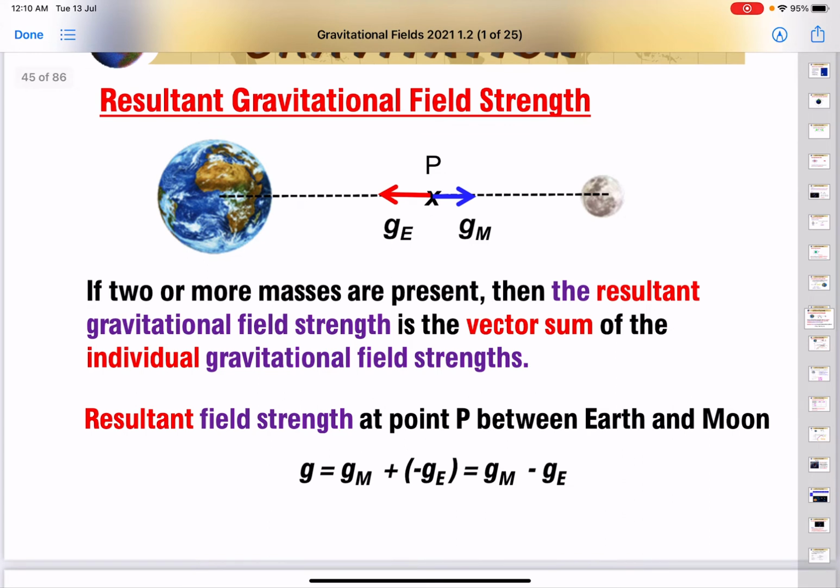Since gravitational field strength is a vector, we will have to add Ge and Gm vectorially. So it's a vector sum of these two vectors, and hence numerically it is the difference between Gm and Ge.